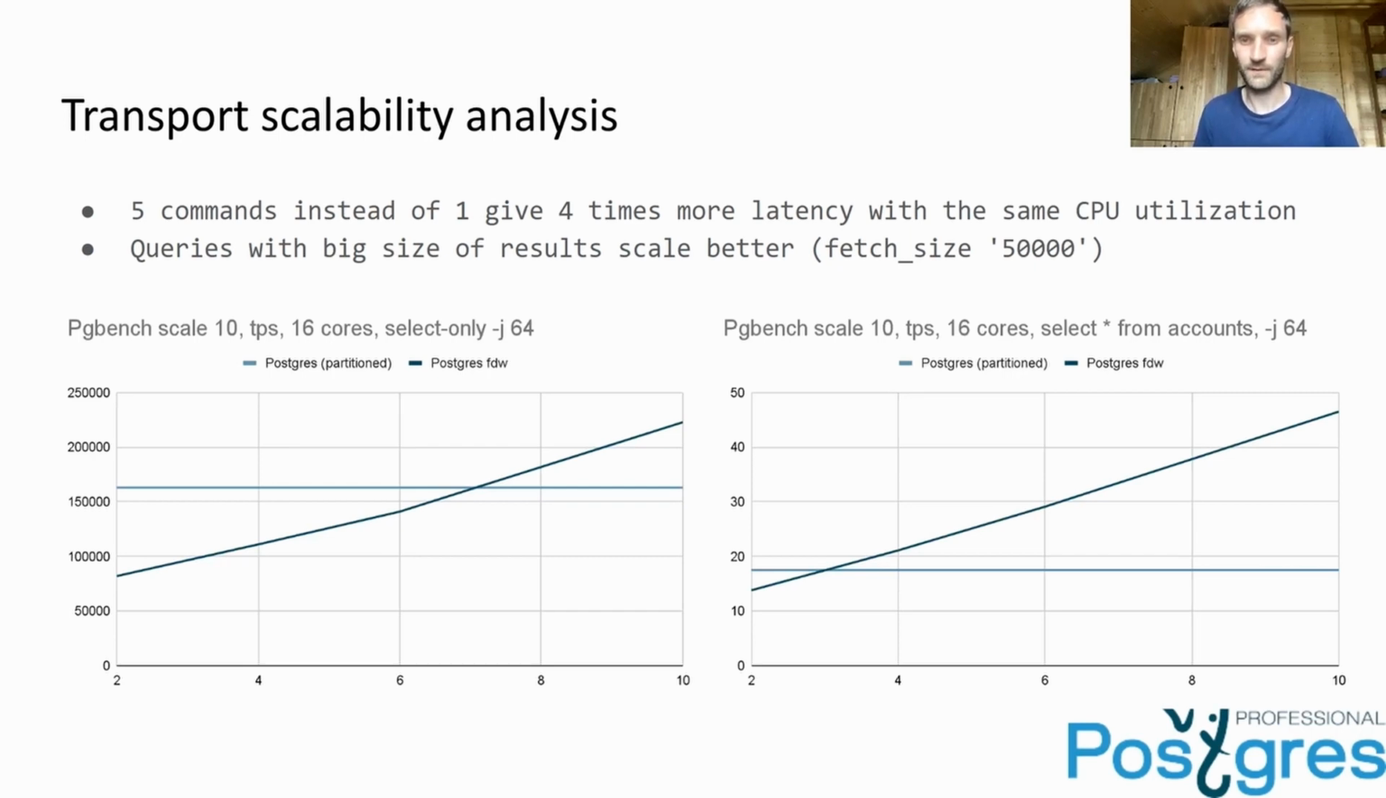The results of running pgbench simultaneously on all nodes give us the following results. I ran two types of queries, point queries and queries that generate results of big size. The overhead of sending 5 commands instead of 1 for point queries leads to 4 times more latency with the same CPU utilization, and as a result FDW achieves single server performance only on a 7 node cluster. Bulk transfers work better, but still we need a 3 node cluster to get the same numbers.